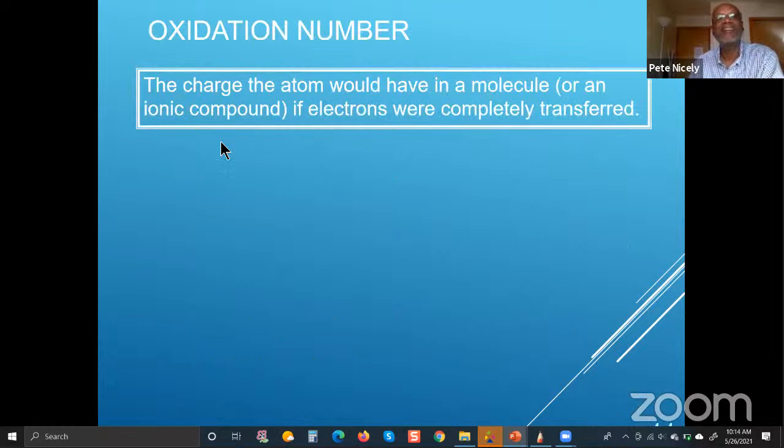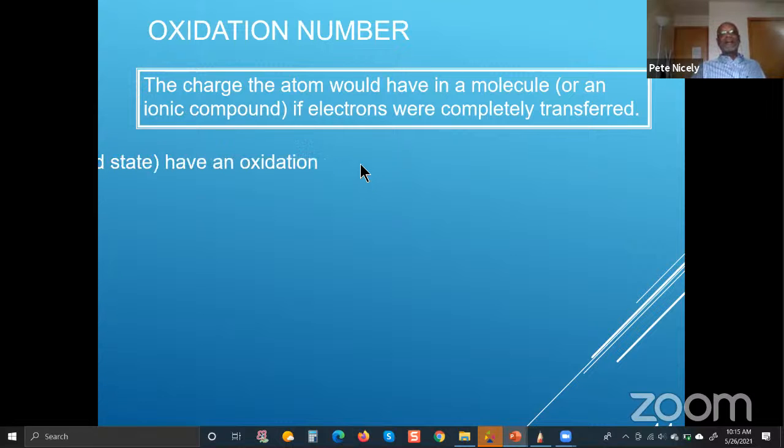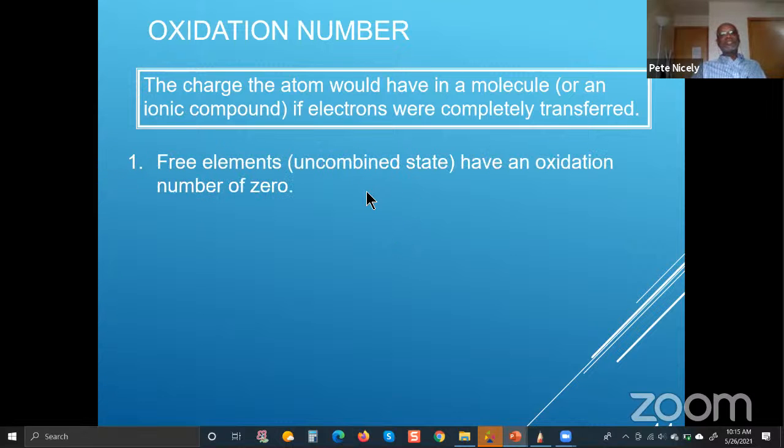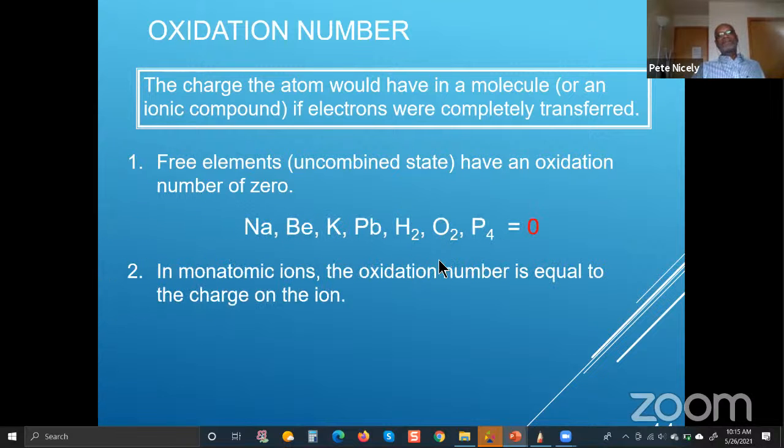Now, what we're going to see here is how do we determine the oxidation number or the oxidation state of different atoms in a molecule or an ionic compound. So just to give you the definition of oxidation number, it's a charge the atom would have in a molecule or an ionic compound if the electrons were completely transferred. And it's basically used as a measure of the level of oxidation of a particular atom in a compound or an ion, or by itself even, all right? So these are the rules that you need to know in order to determine the oxidation number of particular atoms.